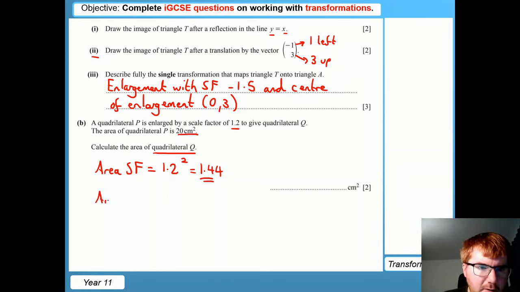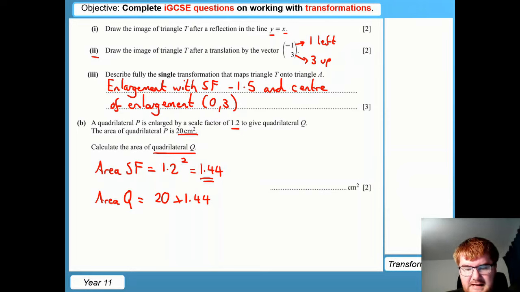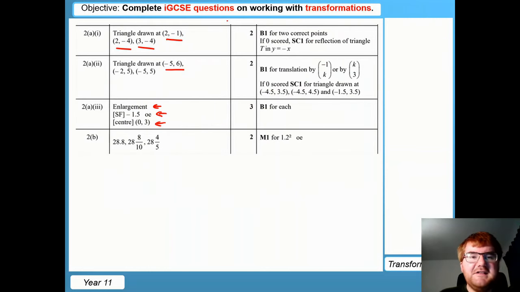To find the area of Q, we take the 20 that we got before, and then we times by 1.44. The biggest mistake students make on this kind of question is timesing by 1.2. Now if we do that on our calculator, this is a calculator paper, then we get our answer of 28.8, which I'll just pop in here for the 2 marks. Okay, so you can check your answers and look at the mark scheme now in a bit more depth. Again, you get a method mark for identifying this idea of doing 1.2 all squared.